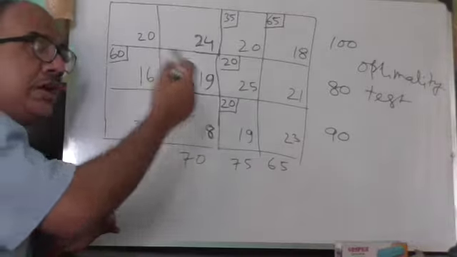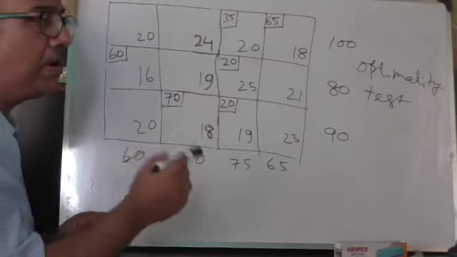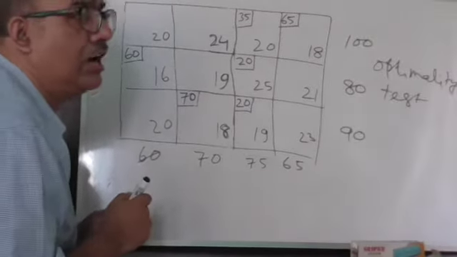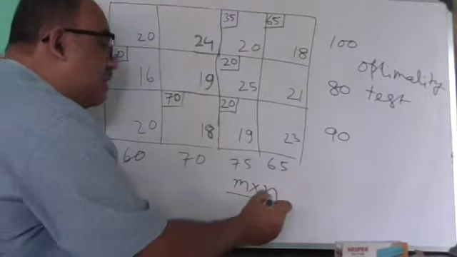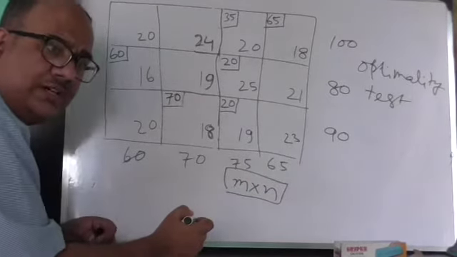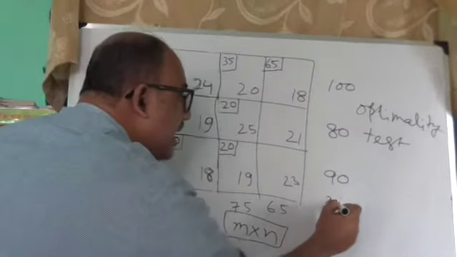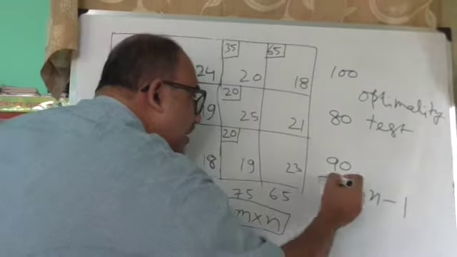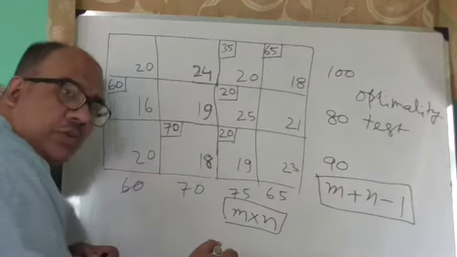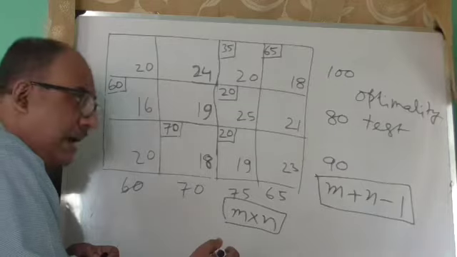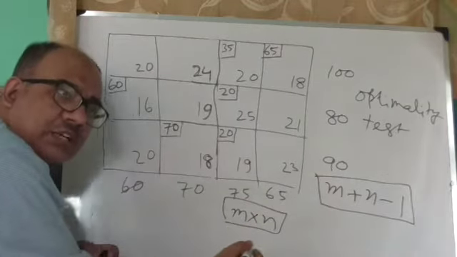So before going into the optimality test, we must check the number of basic solutions. For a transportation problem having m rows and n columns, that is, an m cross n cost matrix, the number of basic solutions is m plus n minus 1, where m is the number of rows and n is the number of columns. So in this case there are 3 rows, 4 columns. So m plus n minus 1 is 6.